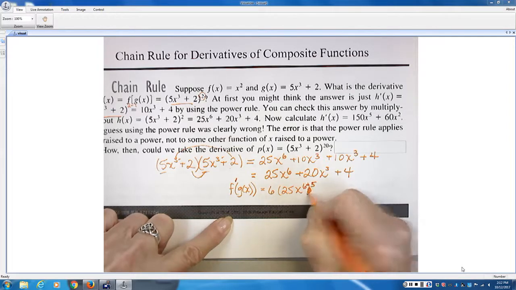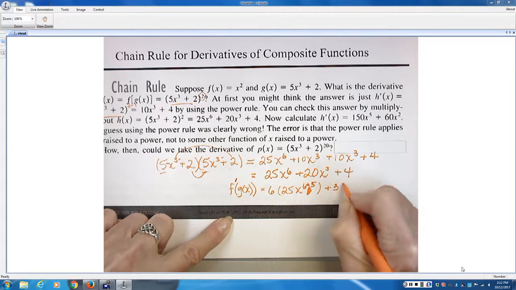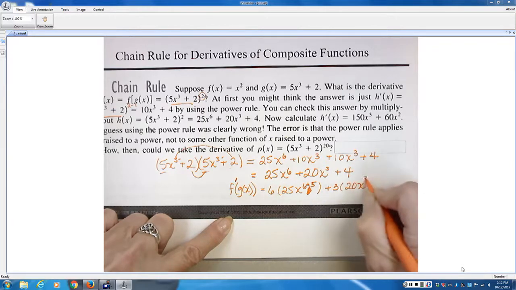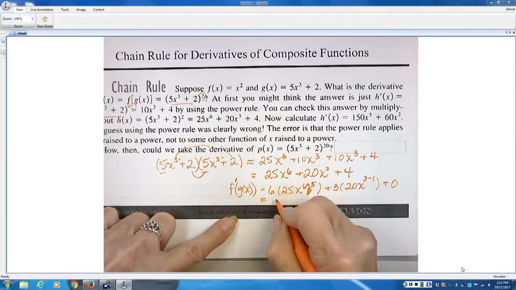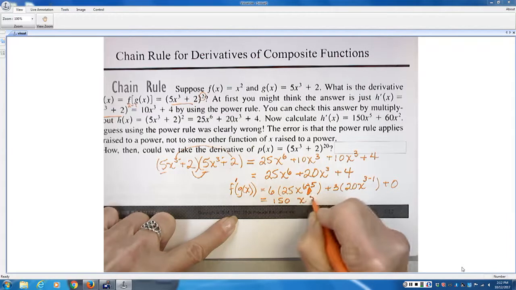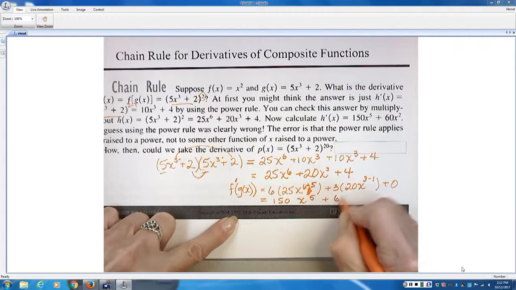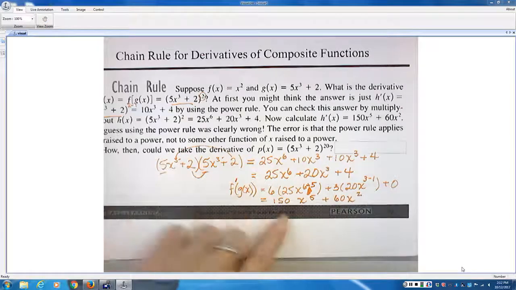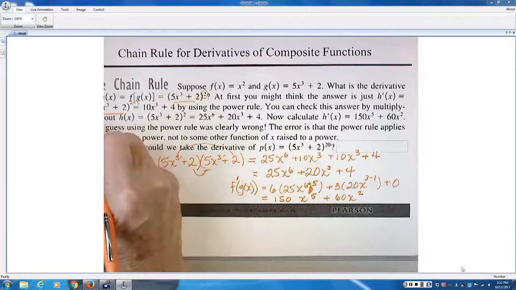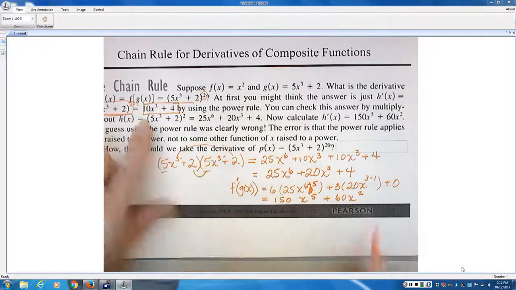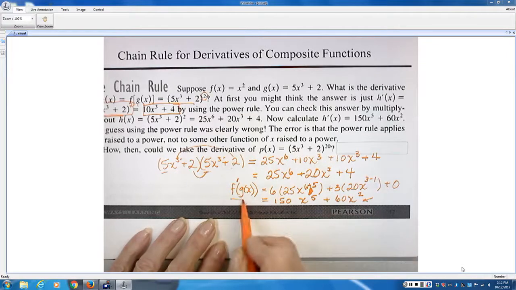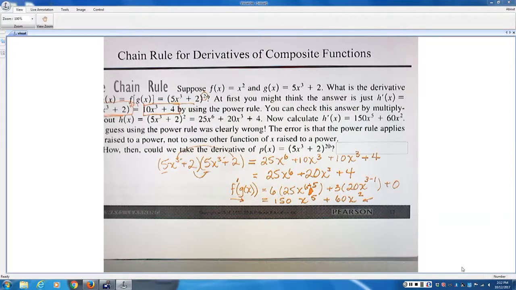So 6 times 25 is 150 x to the 5th plus 3 times 20 is 60 x squared. So there's the real derivative, and this is not going to be the same thing, because this comes out to be 10x cubed plus 4, which looks nothing like that. Okay? So that's why you can't just do the power rule.